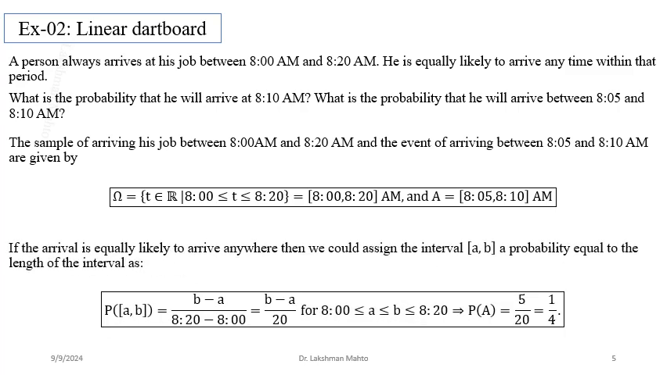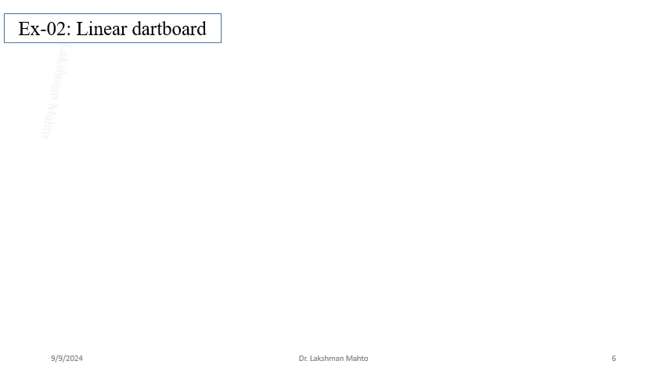Use the concept we used in the previous case: length of the subinterval divided by length of the sample space. So what is the length of the subinterval? It is 10 minus 5, which is 5, divided by 20. 1 by 4. The answer is 1 by 4. So this is an example where we are solving it as a continuous sample space with finite structure. Any question till now? I think these are very easy questions. Do they look easy?